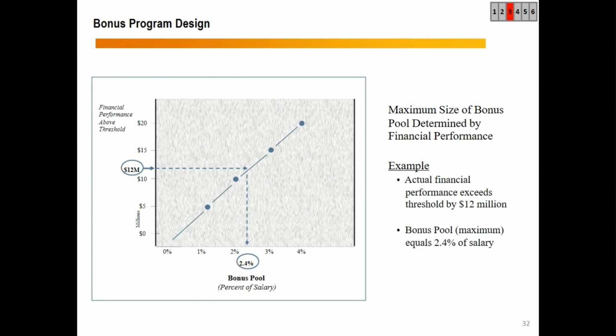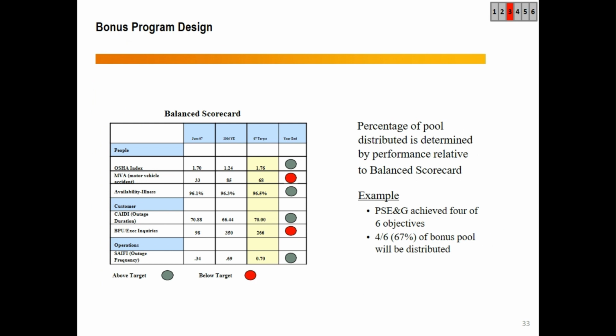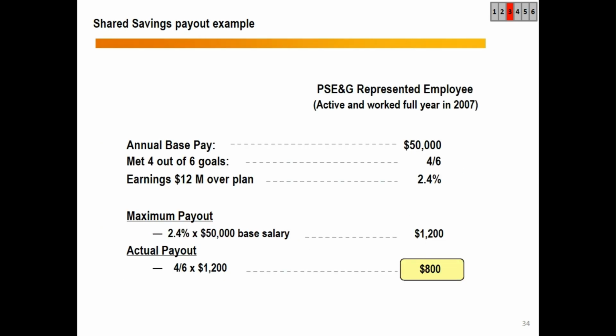The bonus program design: the maximum size of the bonus pool is determined by financial performance in general. For example, if actual financial performance exceeds threshold by $12 million, then the bonus pool equals 2.4% of salary. The bonus program is to be designed suitable to your country and your industry. This is another example of how PSENG does their assessments. We can see how PSENG represented employees through annual base pay, maximum payout, and actual payout.